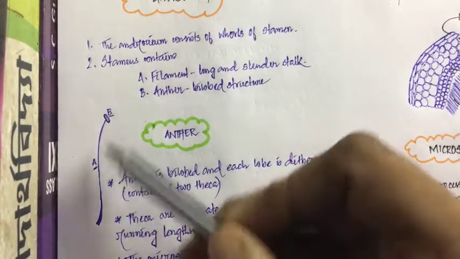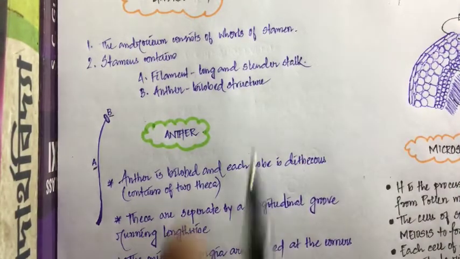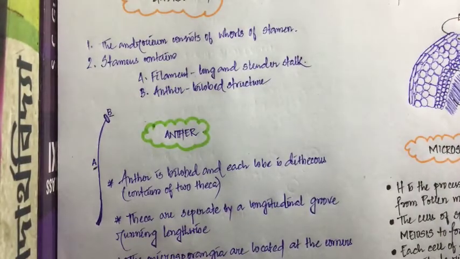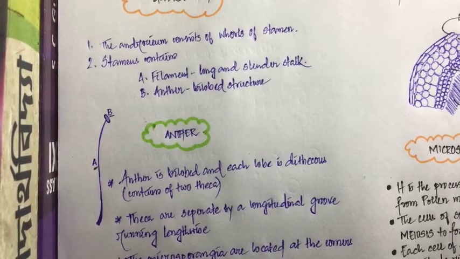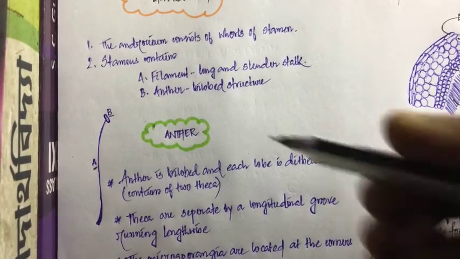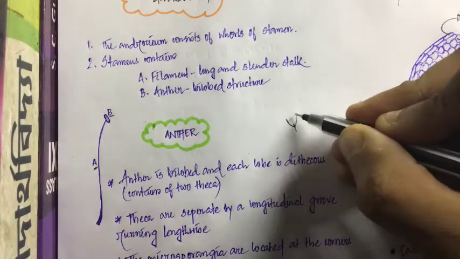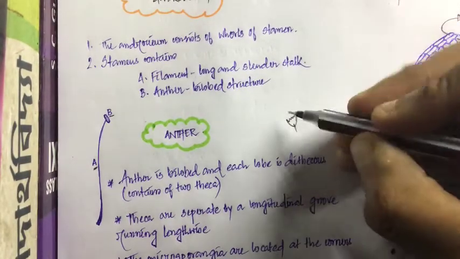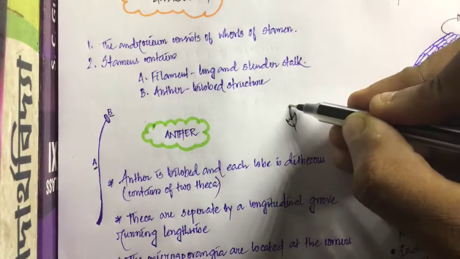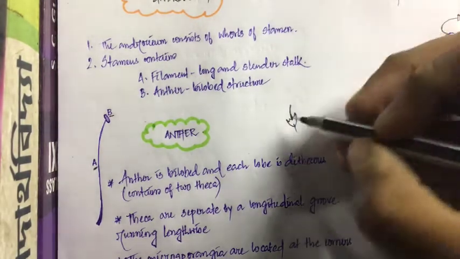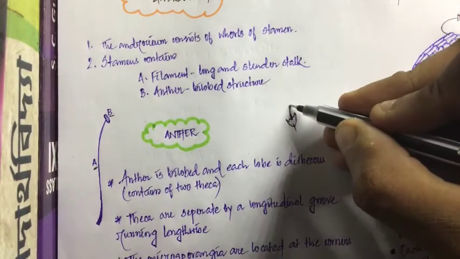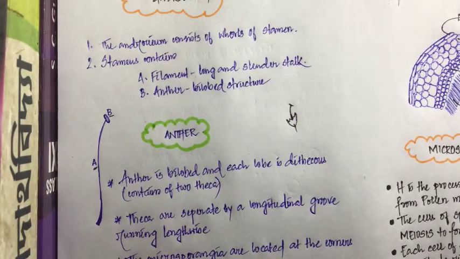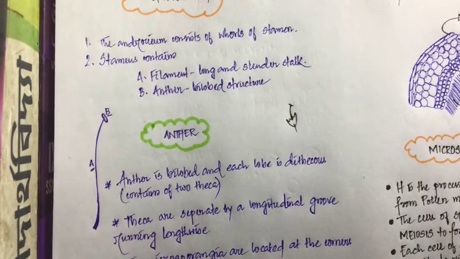Clear? Among these two structures, what is the function of the filament? It helps the male part, the anther, which will be producing all the pollen grains, to stick out of the flower. Let us imagine this is a flower. I want the androecium to go out of this flower, so I need a stalk-like structure. This stalk-like structure is called filament, and at the top of it we have the anther. Clear? Of these two structures, the most important for reproduction is the anther. So we'll be discussing the anther right now.